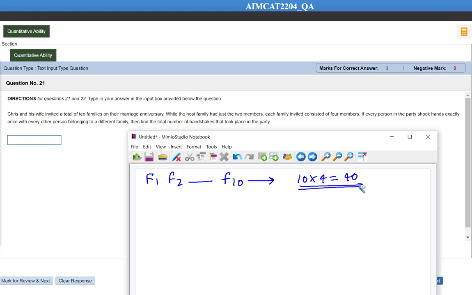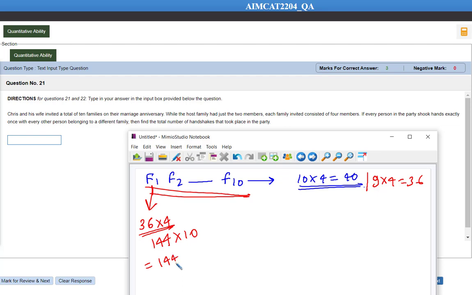Okay, so over here the first member of family 1 will do handshake with how many people? 9 into 4, 36 people. So every person of the first family will handshake with 36 other people. So 36 into 4 is equal to how much? 144. So likewise there are 10 families, so into 10, that is 144 into 10, that is 1440.